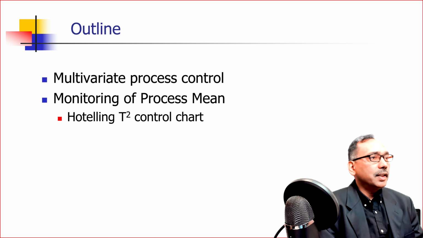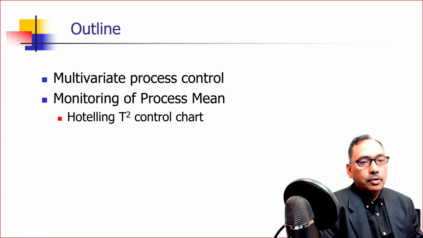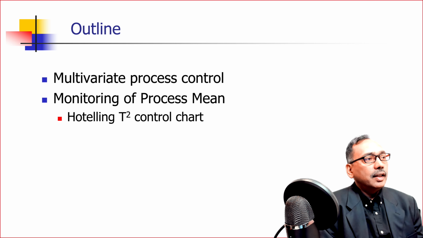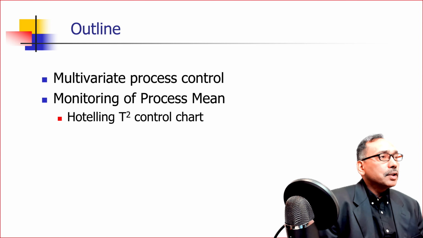In this session, I will talk about multivariate process control charts and how to monitor a process mean using Hotelling's T-square control chart. So that's the plan.